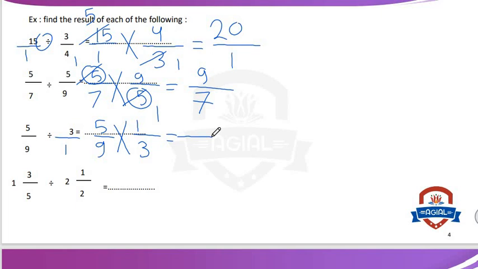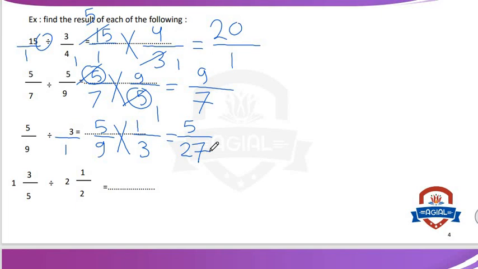Okay. Here, do we have a common factor between numerator and denominator? No, we don't. So we will multiply. 5 by 1 equals 5, and 3 by 9 equals 27. So it equals 5 over 27 in the simplest form. Is this easy?